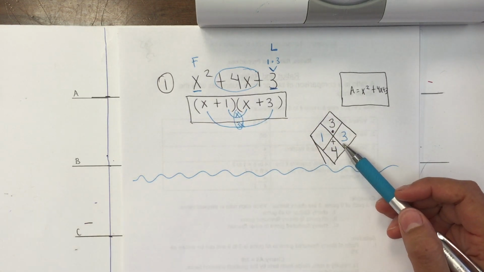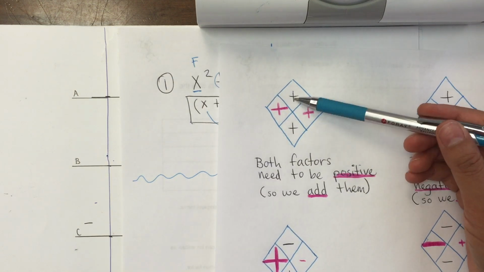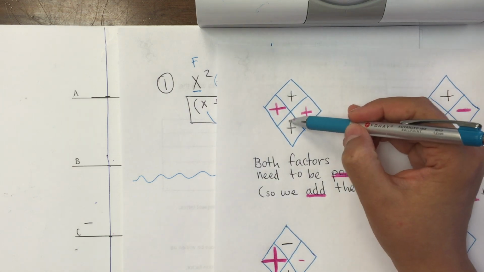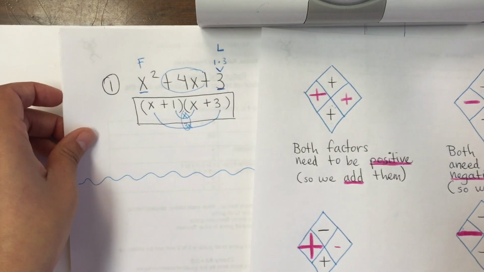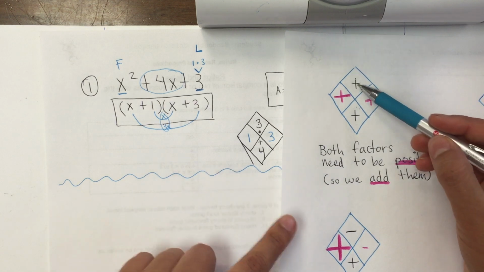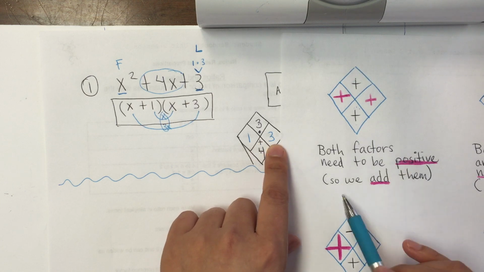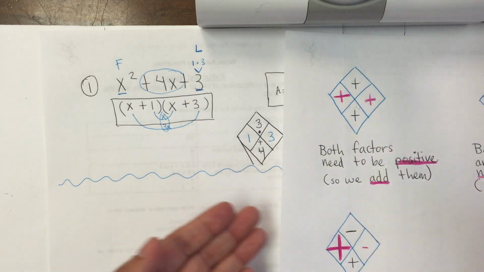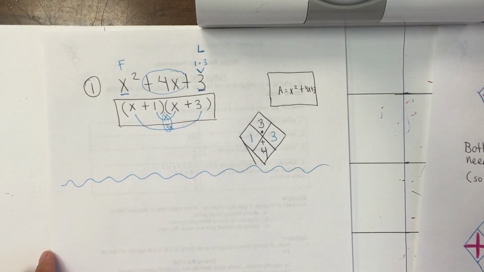Now, how does this relate to the initial page that I showed you? I said that if this is positive and this is positive, look at this right here. If this is positive, both factors need to be positive, and we're going to add them to get this number in here. Let me put them side by side. Because both of these are positive, both factors need to be positive, so that's why these are positive. And we add them. 3 plus 1 is 4. So that's how this table relates, and we're going to be coming back to this.